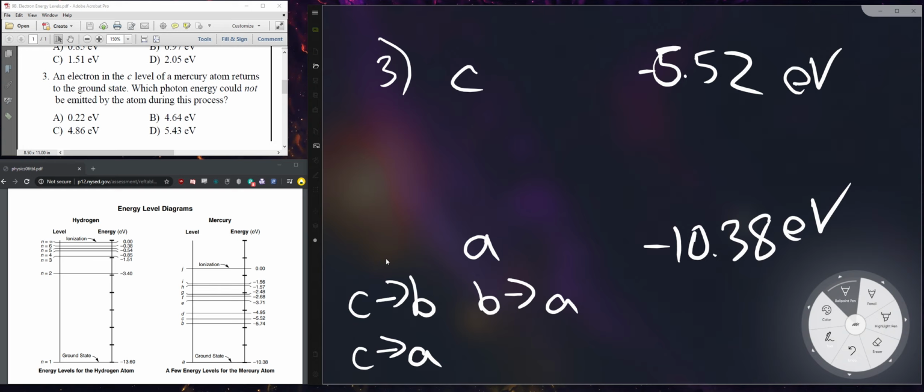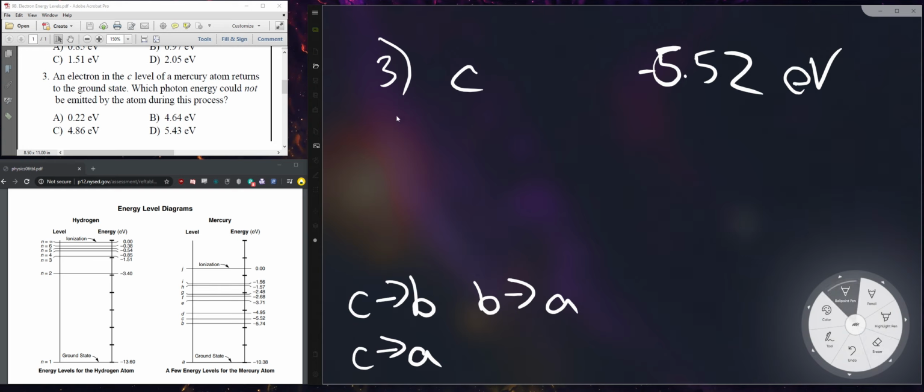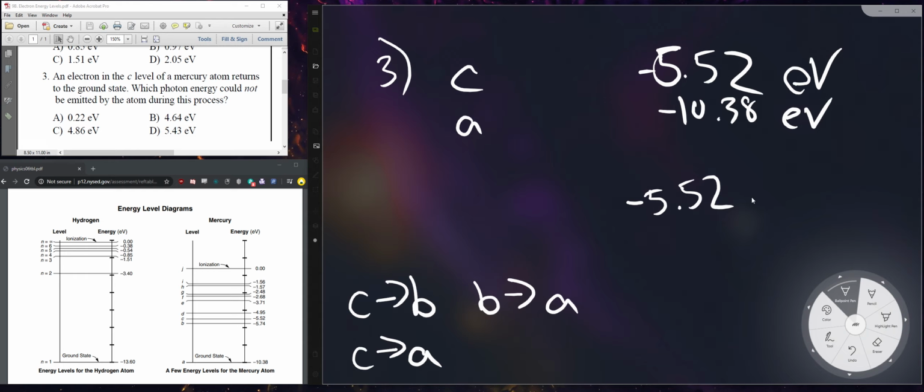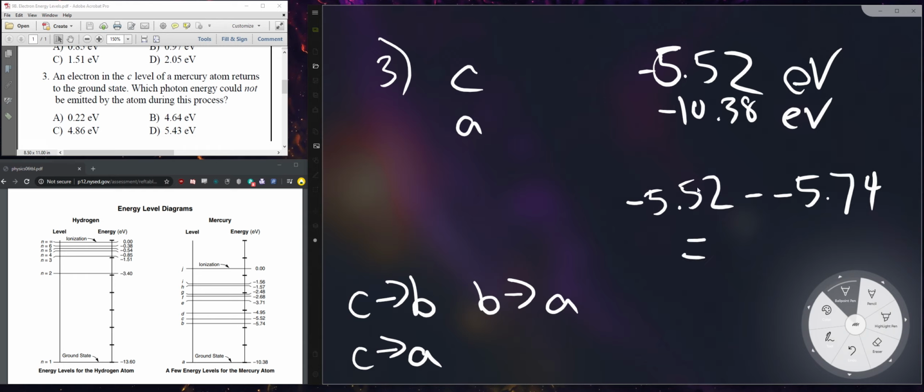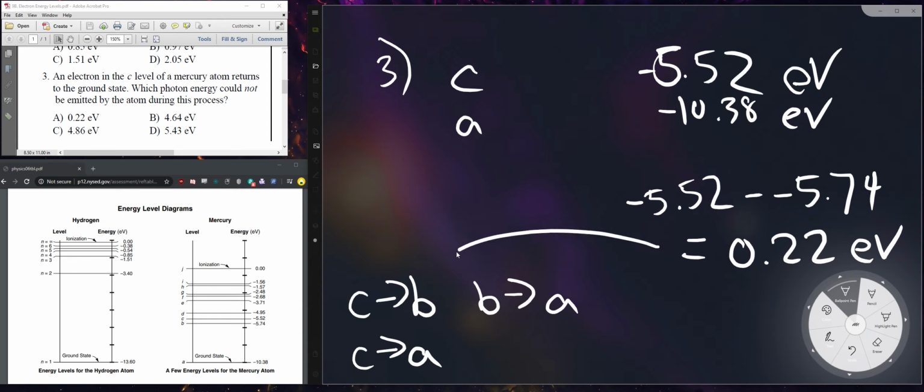So what you're going to do in this problem is figure out that C is negative 5.52, B is negative 5.74, and A is negative 10.38 electron volts. Let me erase this to give myself more room. If you're going from C to B, you're going from negative 5.52 minus negative 5.74. And then you're going to get 0.22 electron volts. This is one possible photon energy that can be emitted, from C to B.